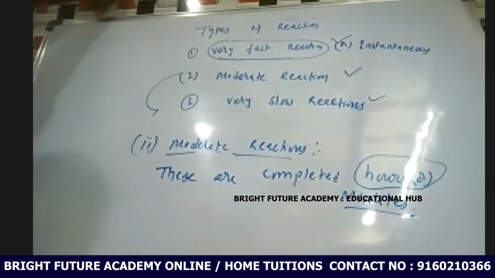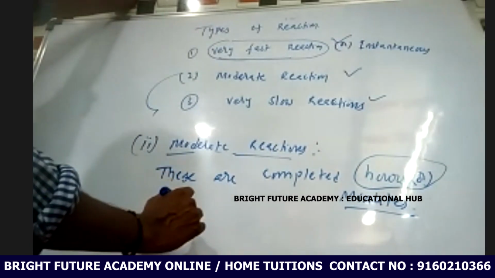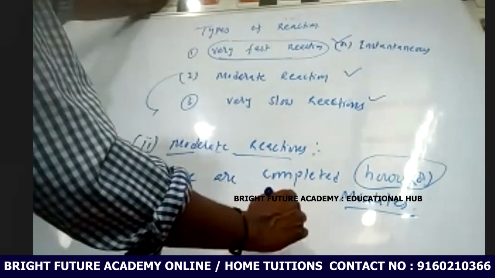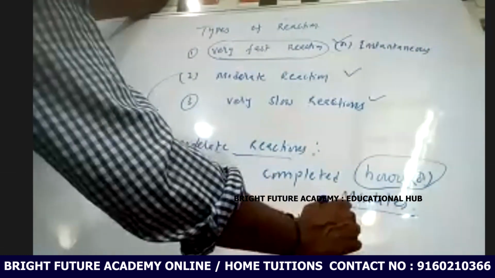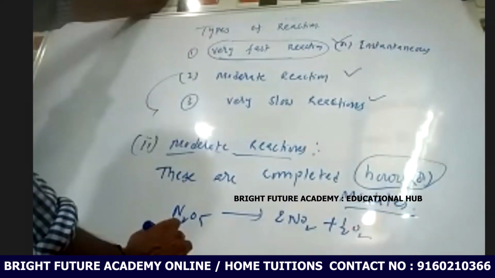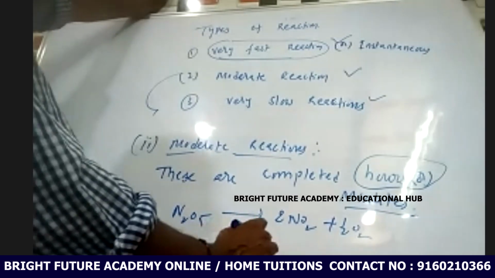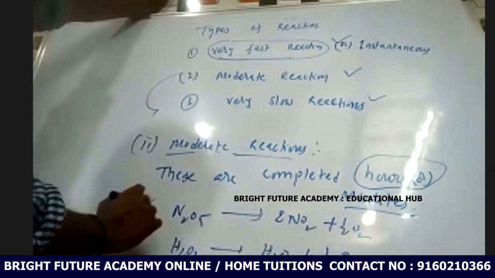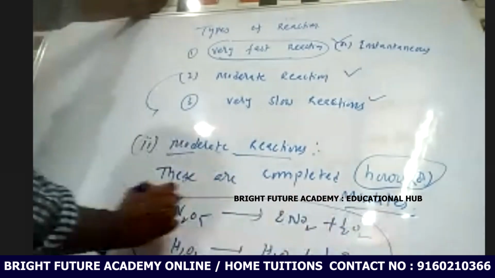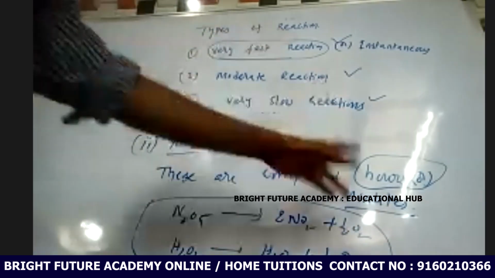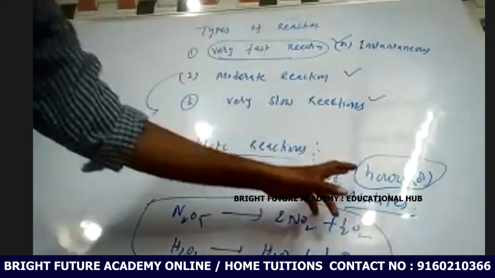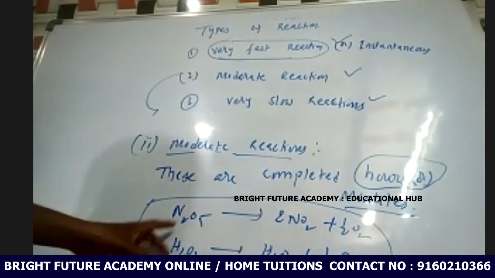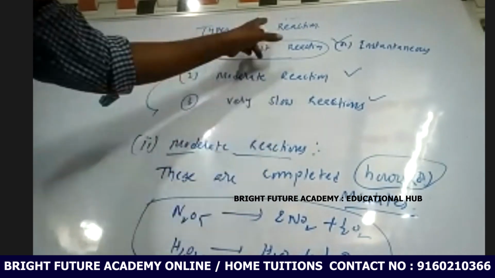For example, N2O5 decomposes to form nitrogen dioxide and oxygen, and the decomposition of H2O2 forms water and oxygen. This is the general form of a moderate reaction. These complete in hours, for example 1 hour, 2 hours, sometimes 3 or 4 hours, depending on the nature of the reactants. So these reactions affect the rate of reaction.